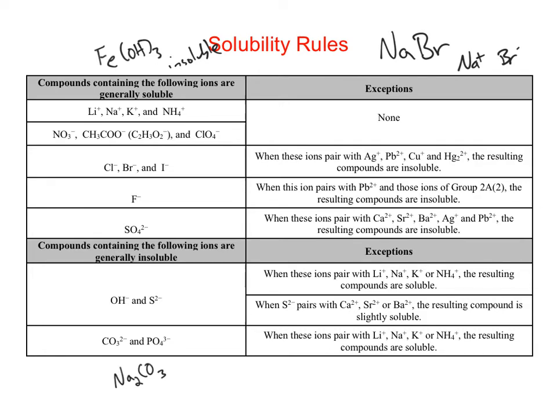One more example: if I asked you about sodium carbonate, the carbonate ions are generally insoluble, but sodium ions are one of the exceptions. So carbonates are generally insoluble unless paired with sodium, which would allow us to predict that it's soluble. But because both of these ions are in the table, if we go to sodium, it tells us the same thing. Sodium compounds are generally soluble, and there are no exceptions. So either using the carbonate with the exceptions or using the sodium, we would predict that sodium carbonate is soluble.